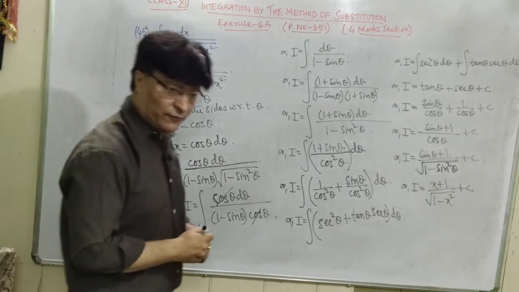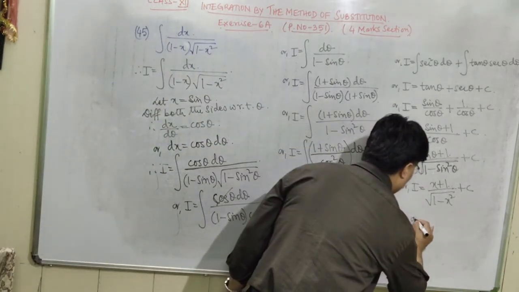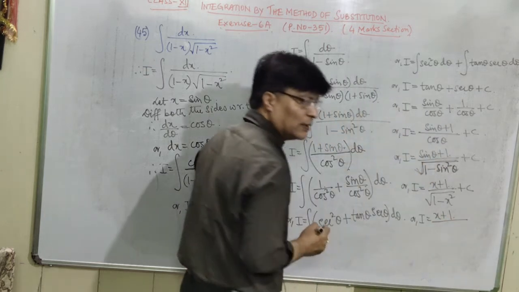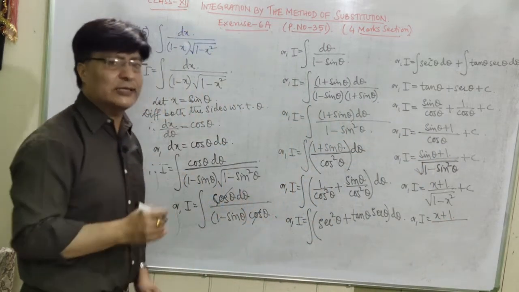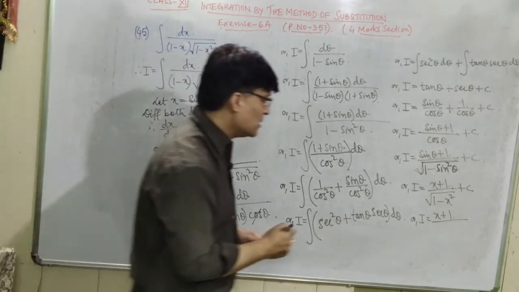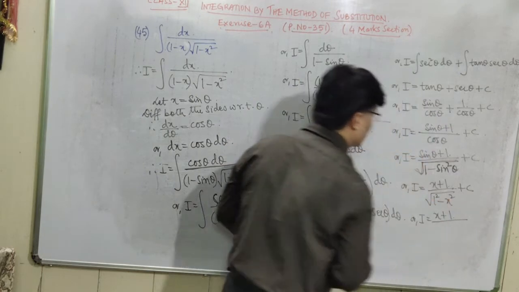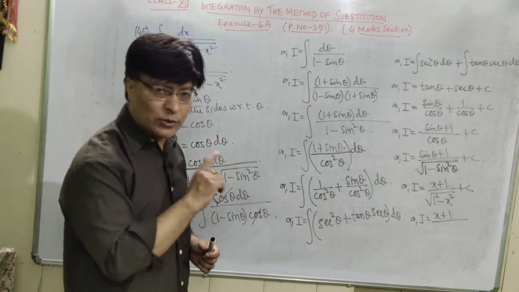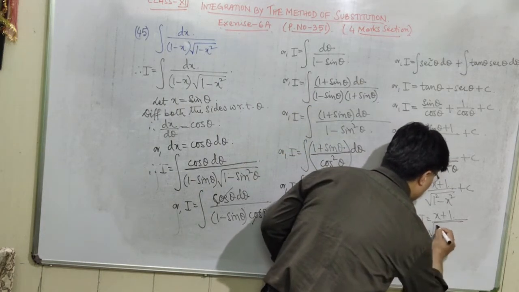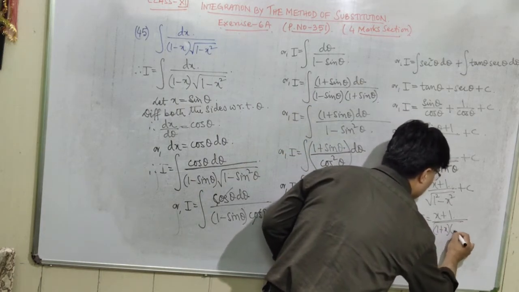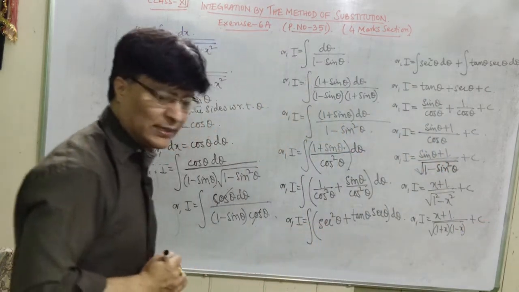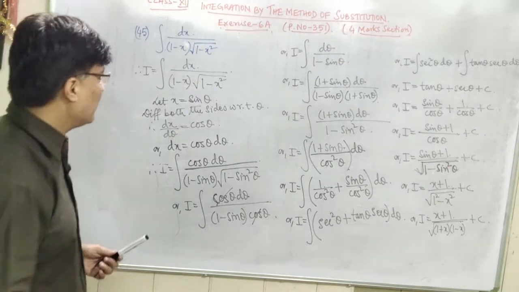Now we can simplify it further. I is equal to x plus 1 divided by, what is root over 1 minus x square? What is 1 minus x square here? Actually it is a square minus b square, isn't it? 1 means 1 square minus x square. So this is a plus b into a minus b. So within square root here we have 1 plus x into 1 minus x. Then what do we write? Plus c. Let us simplify it further.